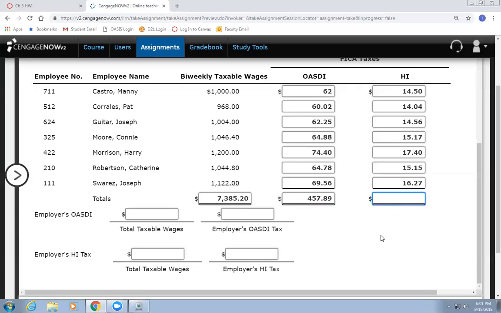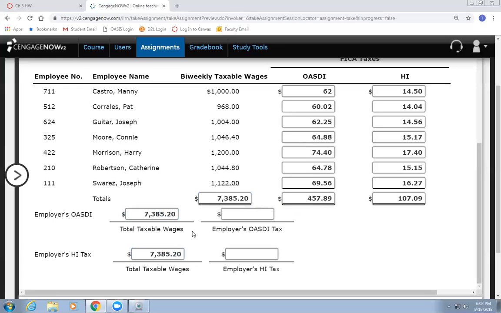And then on the high side, or the Medicare, it's also hospital insurance is where the high comes from. What is our total there? $107.09. Perfect, $107.09. So again, when you come down here and it's talking about the employer's totals, those are the same as the employee's totals. So under employer's OASDI, it's just that same 73.8520 for both Social Security and Medicare taxes.